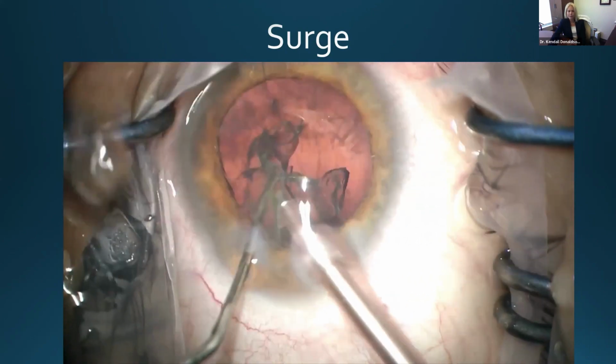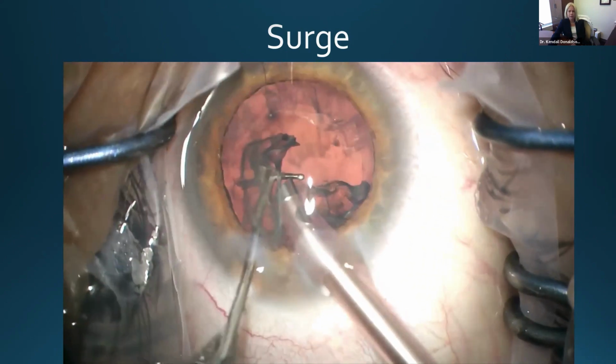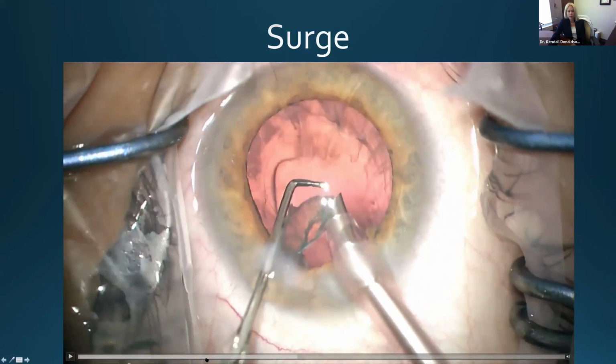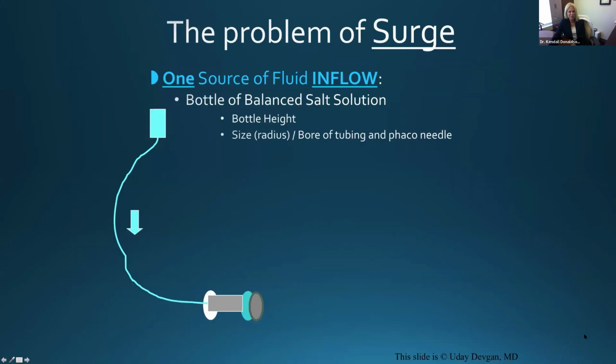So a nice bad example here, although we had some good examples of phaco chop. We should have stopped and figured out what was the problem with this case. Okay, let's move on. So that's a great video. It really illustrated a lot of great points of phacoemulsification, what to do and what not to do.